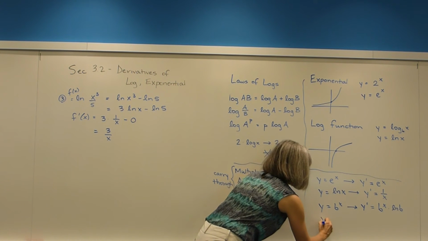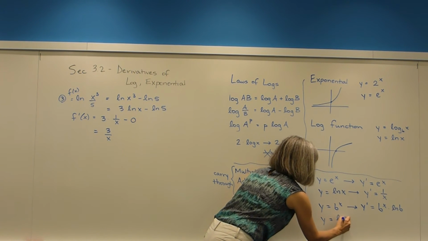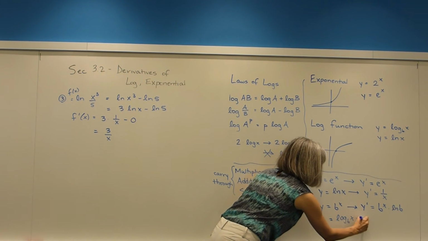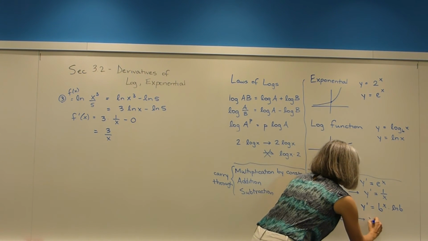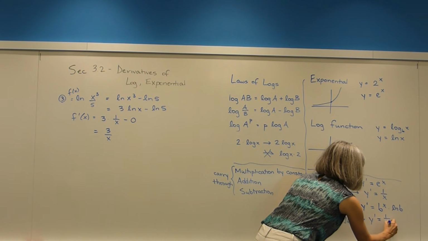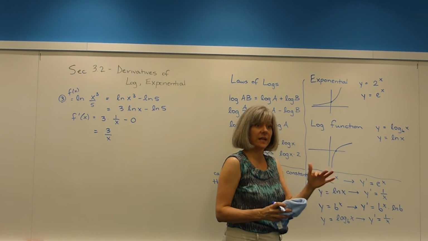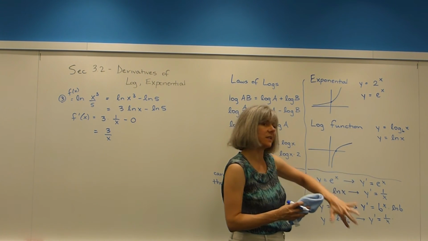Likewise, if I have y equals log base b of x, it's going to be the same 1 over x, same pattern, so the derivative is 1 over x. And now it has the same ln b correction factor, but it's in the denominator.